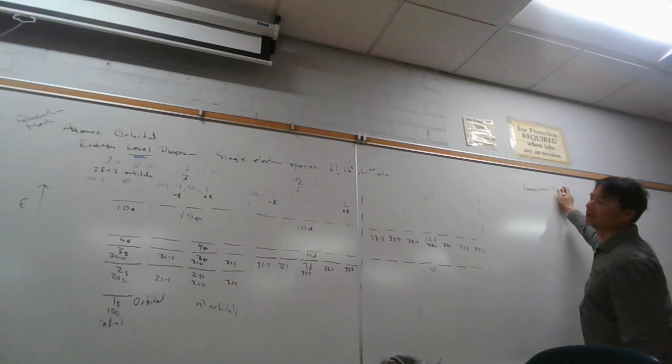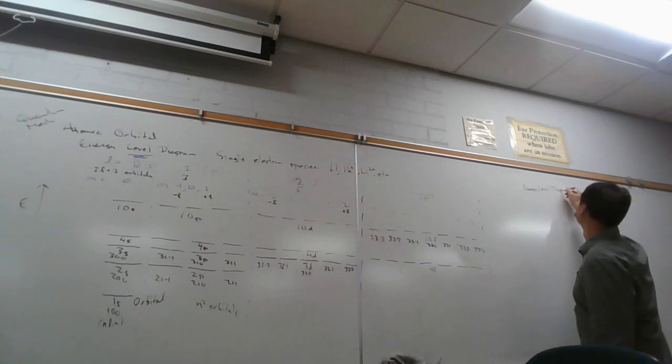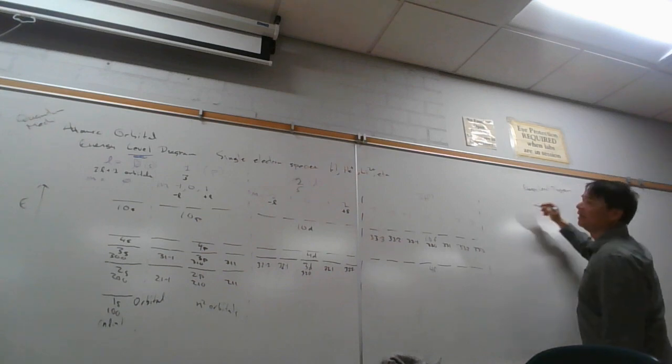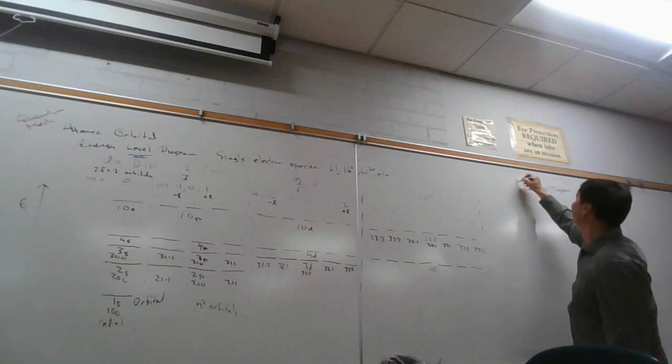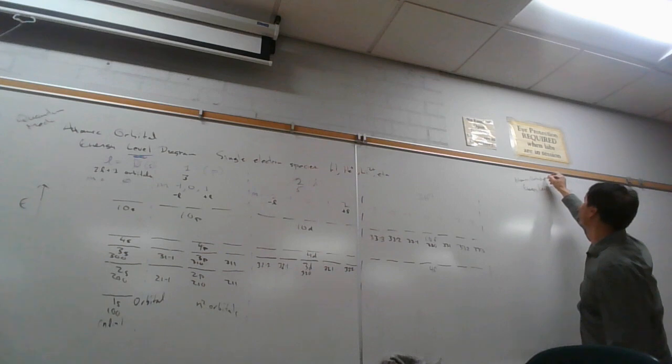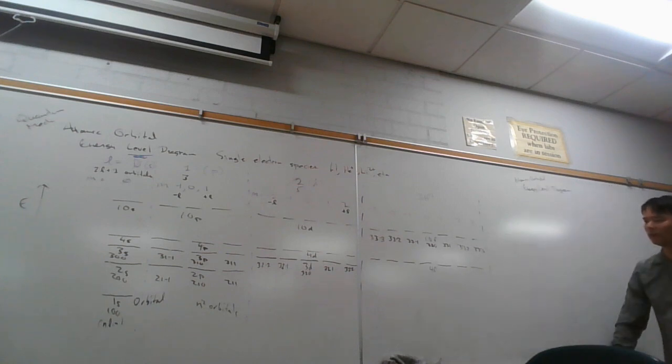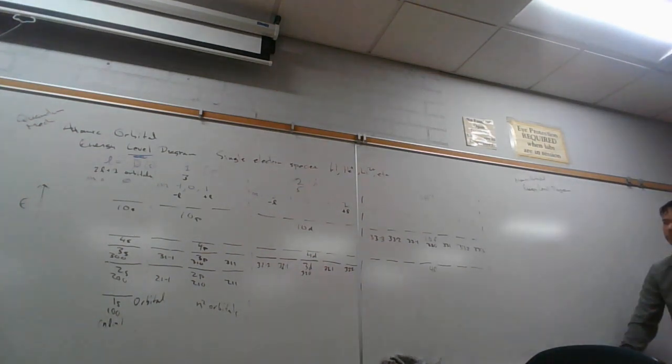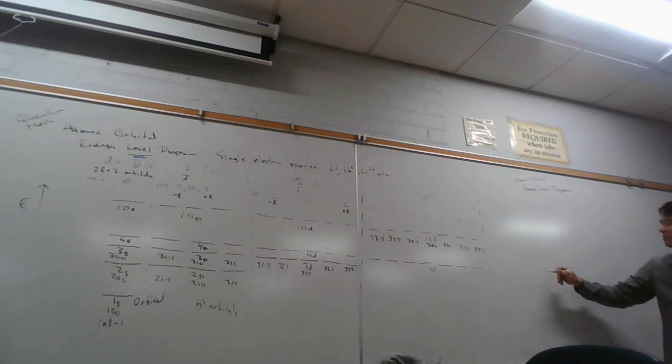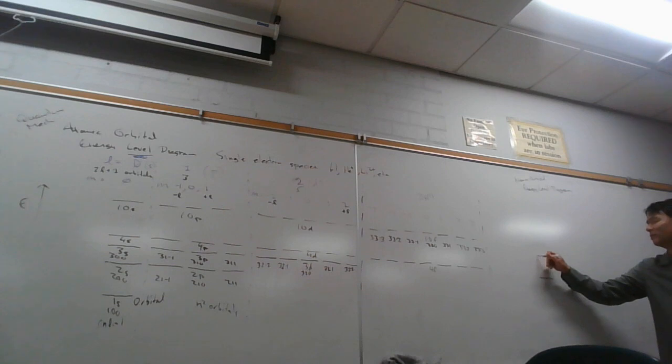This is, what did I call it? Energy level diagram. And I called it the atomic orbital energy level diagram because we have lots of different energy level diagrams. This is the atomic orbital energy level diagram. And so for multi-electron species, what we see is that the sublevels are no longer energetically degenerate.